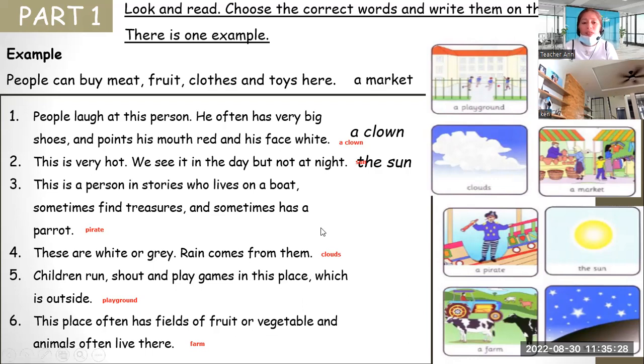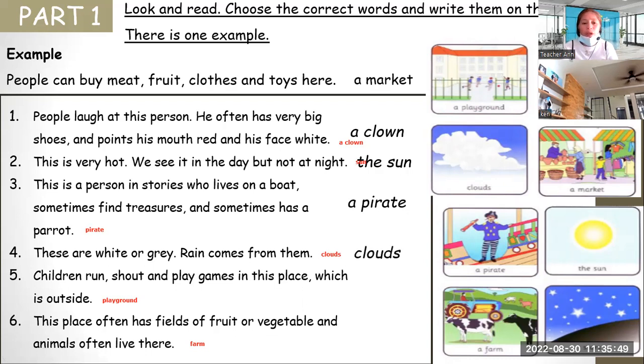Okay, next. This is a person in stories who lives on a boat. Sometimes they find treasure and sometimes have a parrot. Okay, pirate. These are white or gray. Rain comes from them. These are the sea clouds.